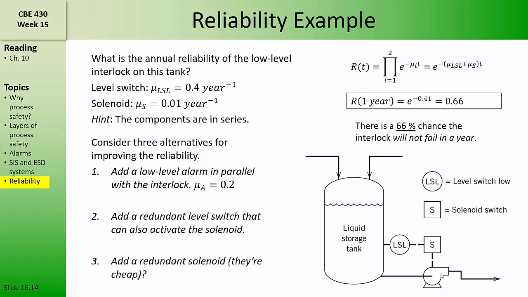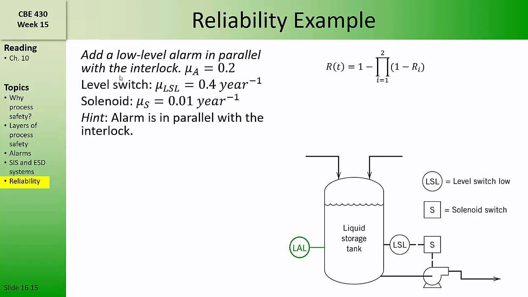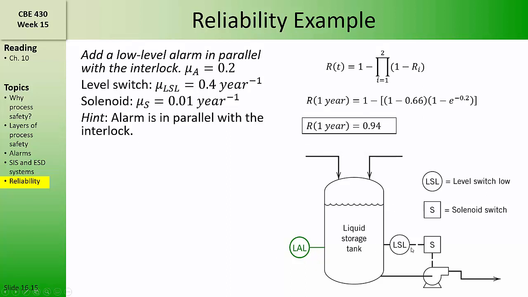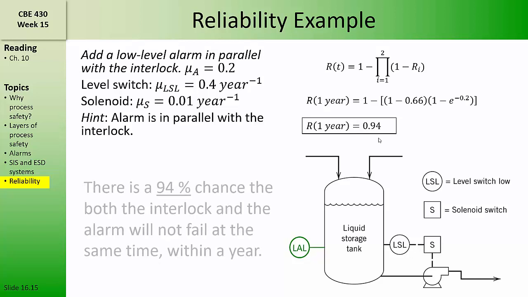We'll first consider case 1, which is the low-level alarm. If we add a low-level alarm, indicated in green here, then the reliability of the new process is the reliability of our original process in parallel with the low-level alarm. Remember, the reliability of our original safety instrumented system was 0.66. So we can multiply that by 1 minus the reliability of our low-level alarm and subtract the product from 1 to obtain the reliability of these two components in parallel. The reliability of the new system is now 0.94, or 94%.